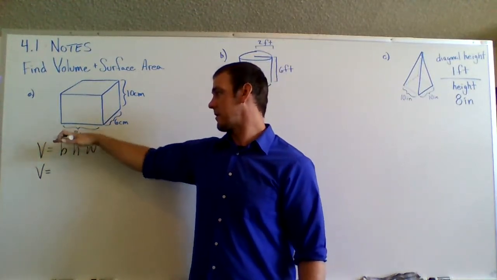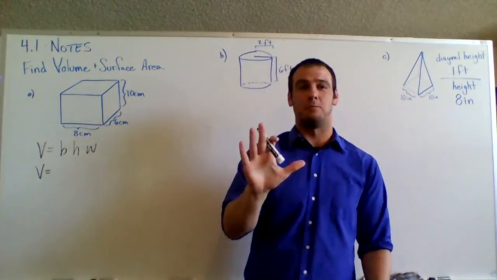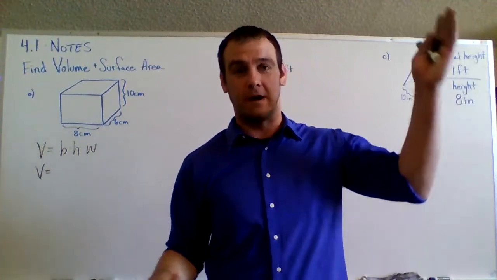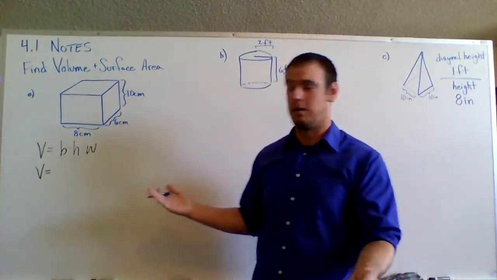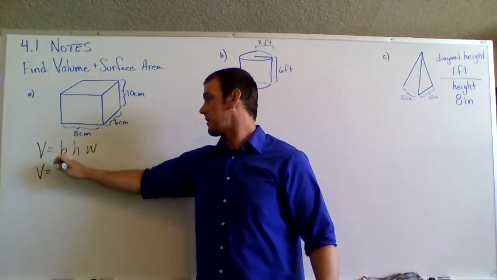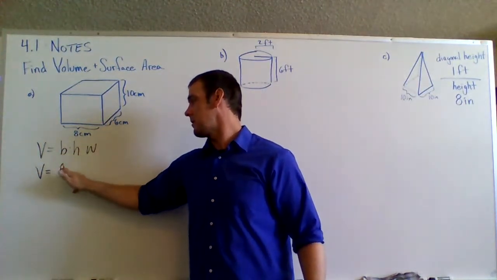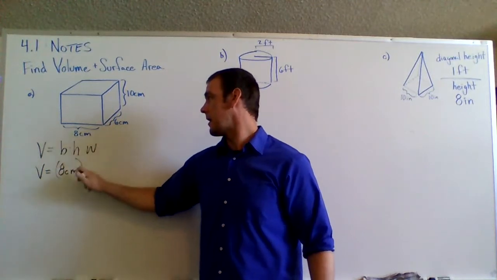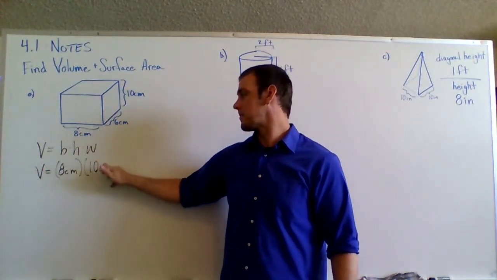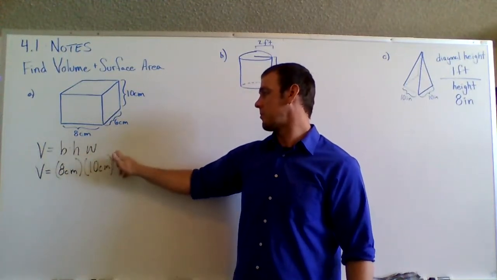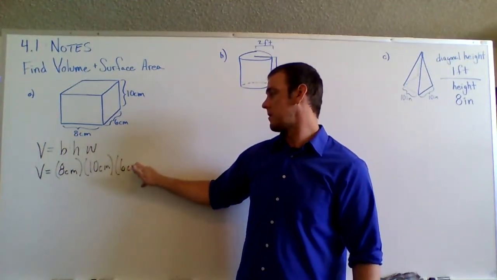Basically 2D would be like a flat board, right? You have a base and you have a height. Now we've got three dimensions, and we have depth to it as well. So we have base, which is going to be 8 centimeters. We have our height, which is going to be 10 centimeters. And we have our width, which is going to be 6 centimeters.